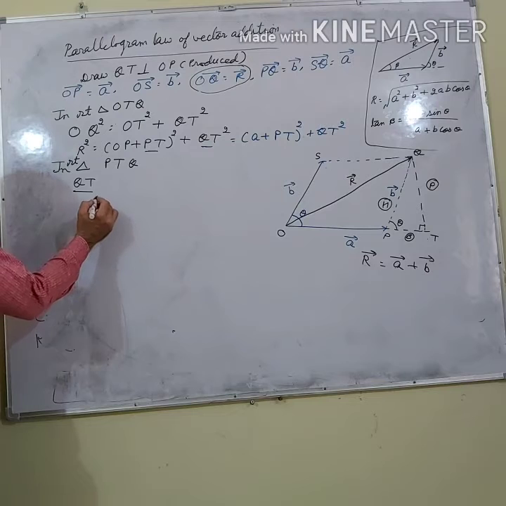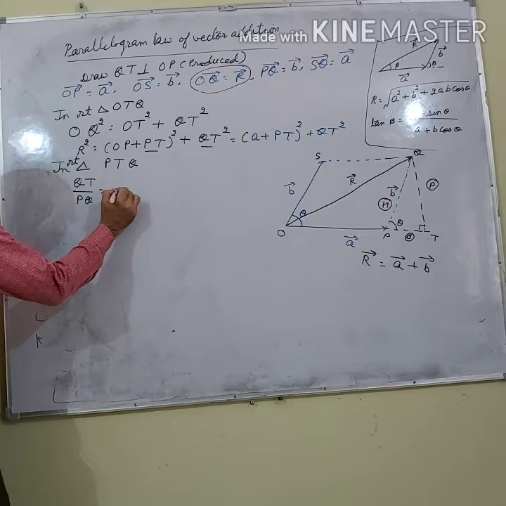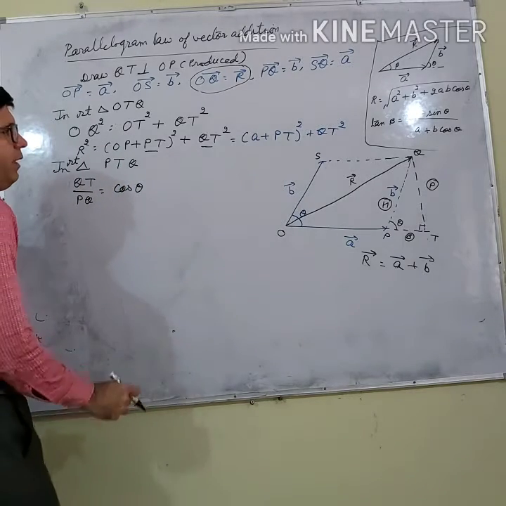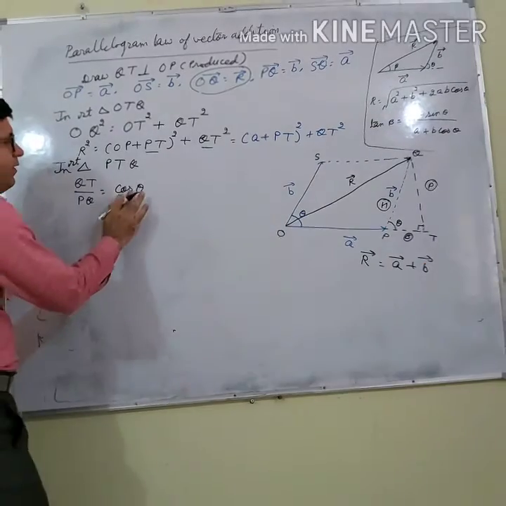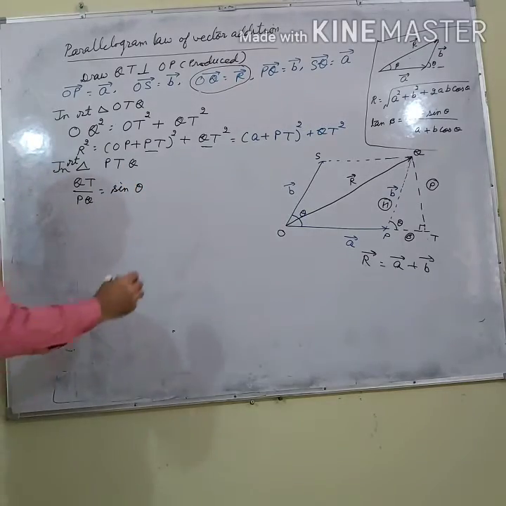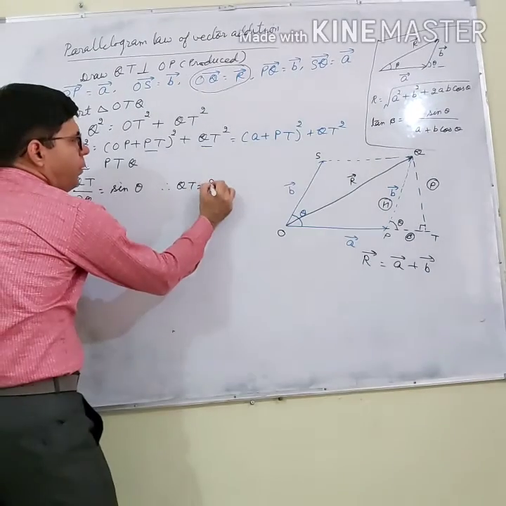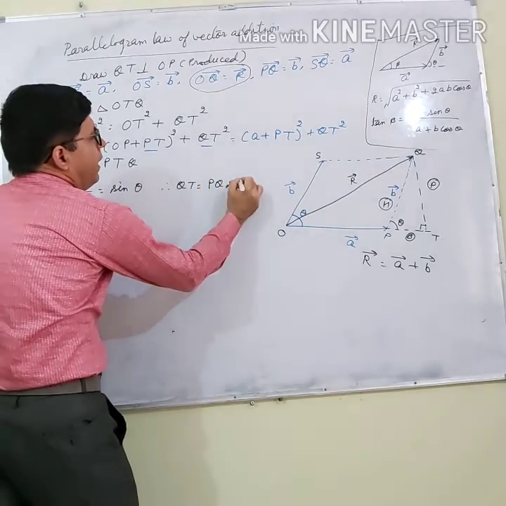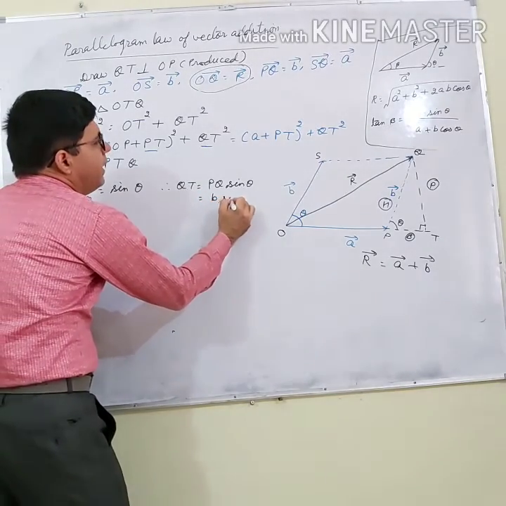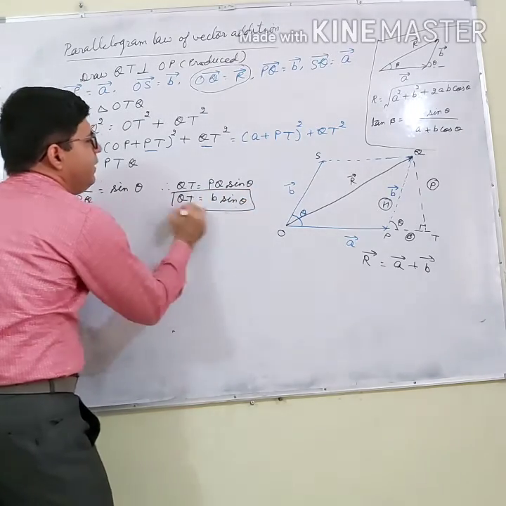So I can write QT upon PQ equals cos theta. Is it cos theta? No, this is sin theta. Why? Because QT is perpendicular. Therefore, QT equals PQ sin theta. And what is PQ? PQ is B. So QT equals B sin theta.